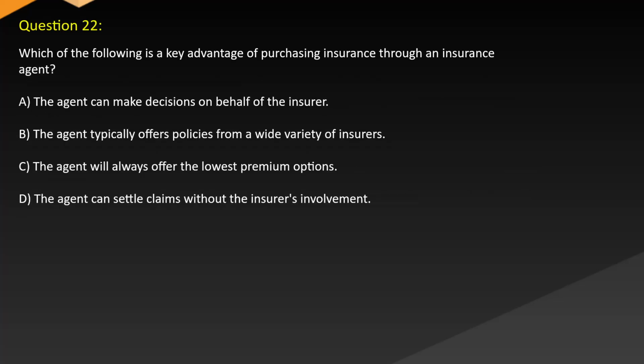Question 22. Which of the following is a key advantage of purchasing insurance through an insurance agent? A. The agent can make decisions on behalf of the insurer. B. The agent typically offers policies from a wide variety of insurers. C. The agent will always offer the lowest premium options. D. The agent can settle claims without the insurer's involvement.